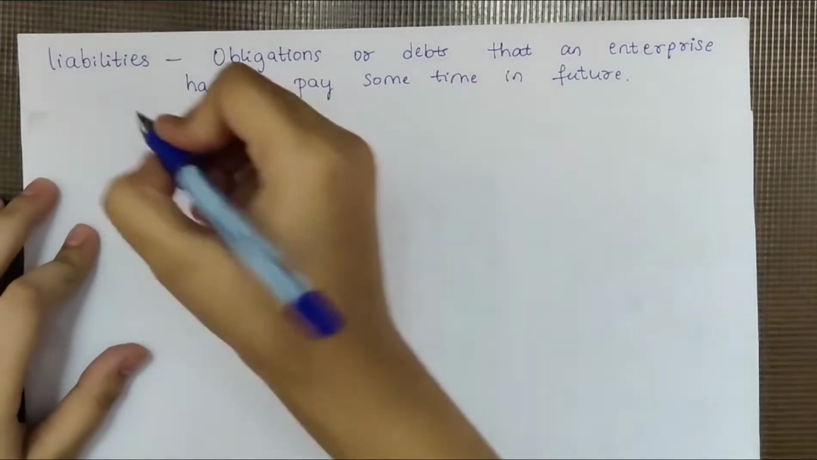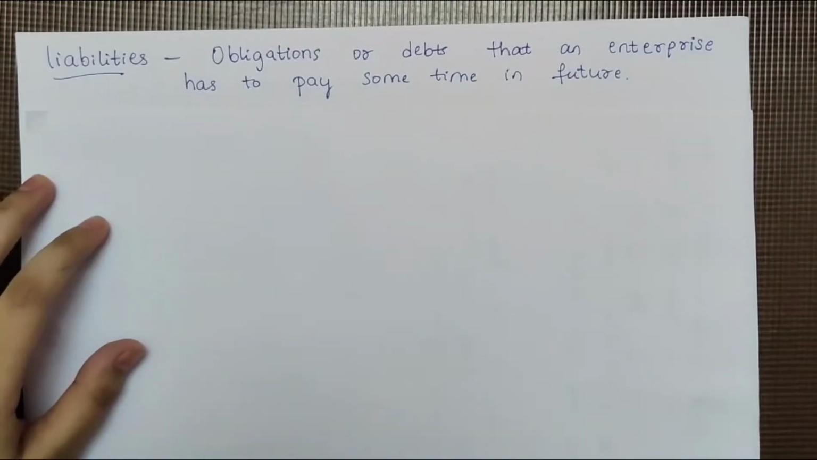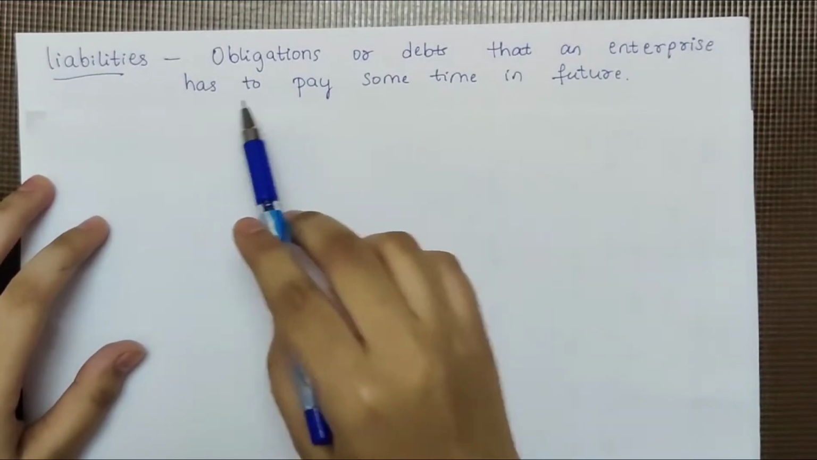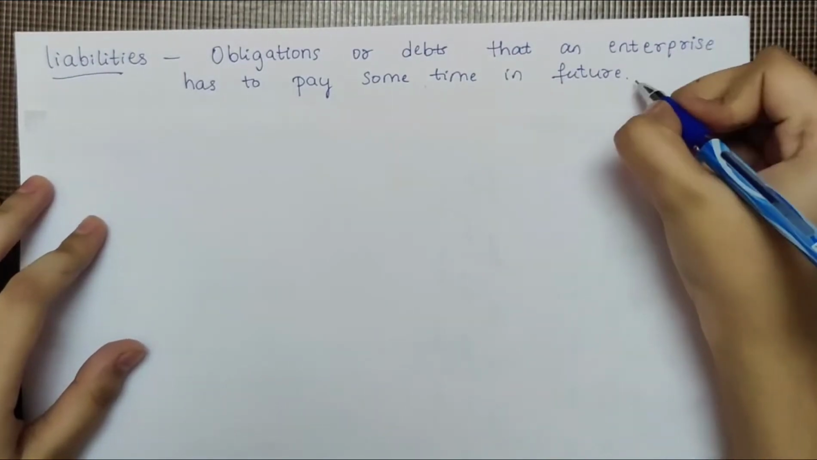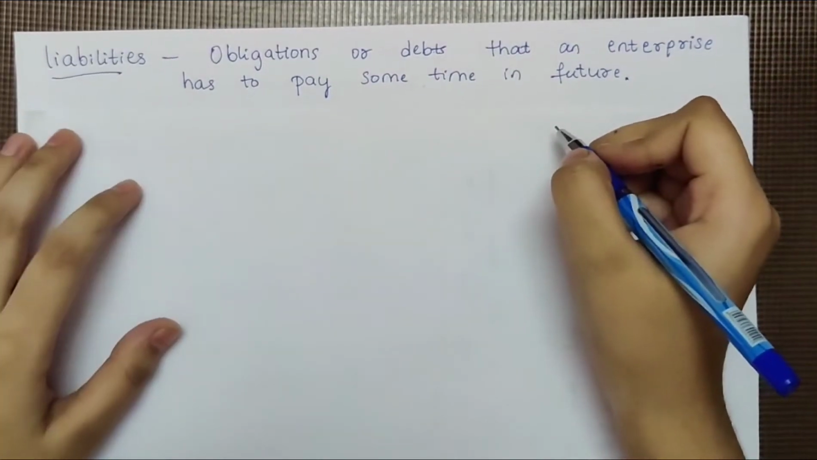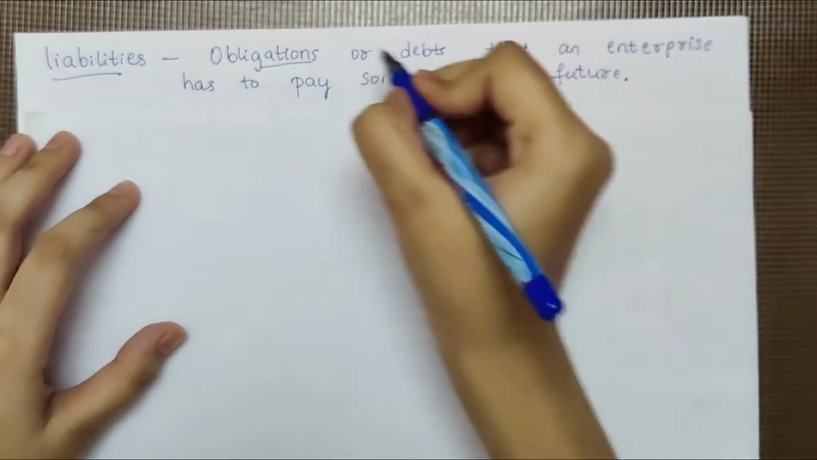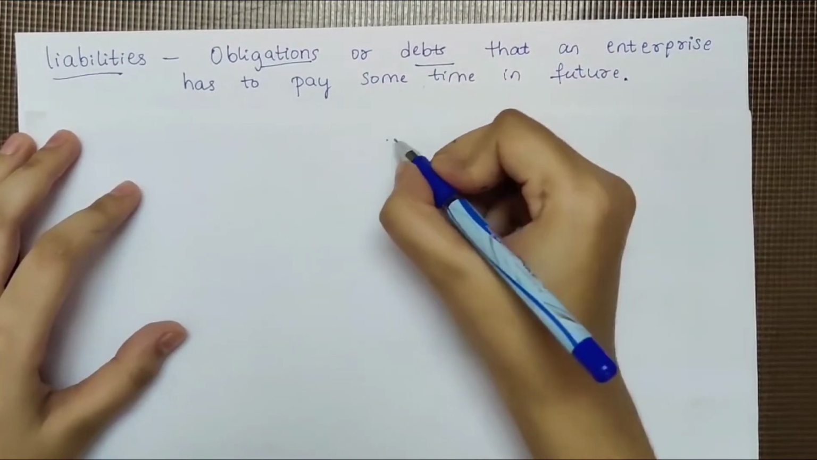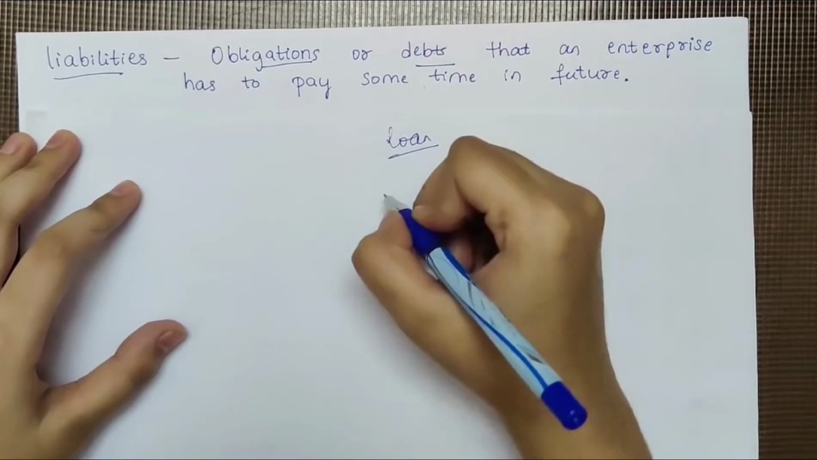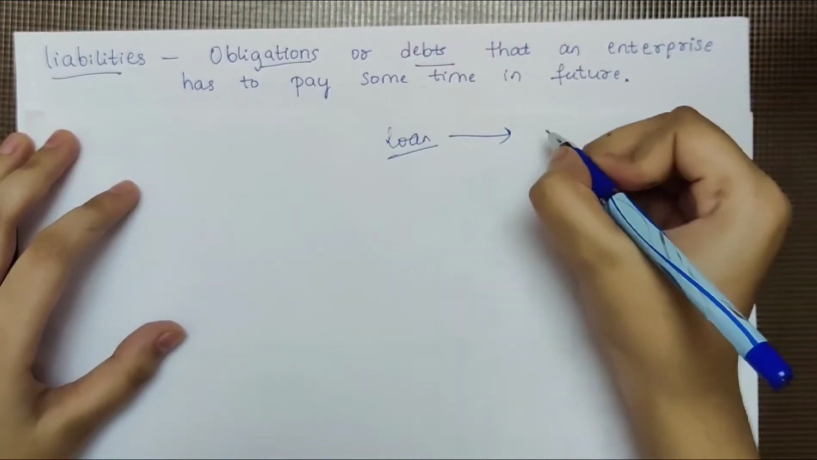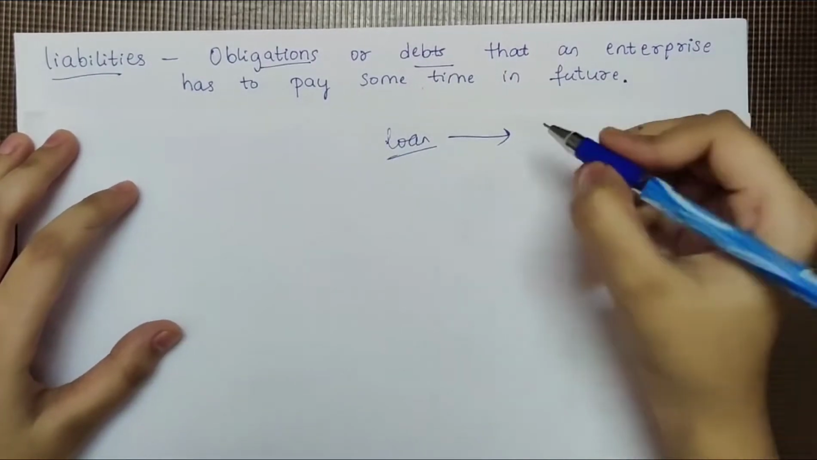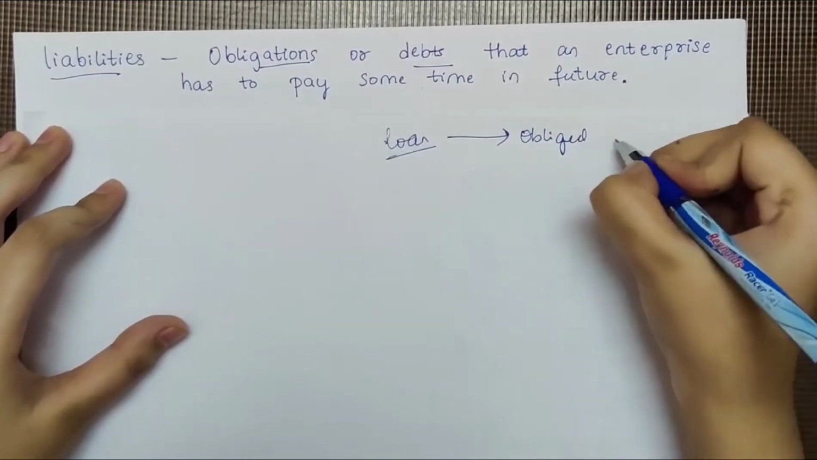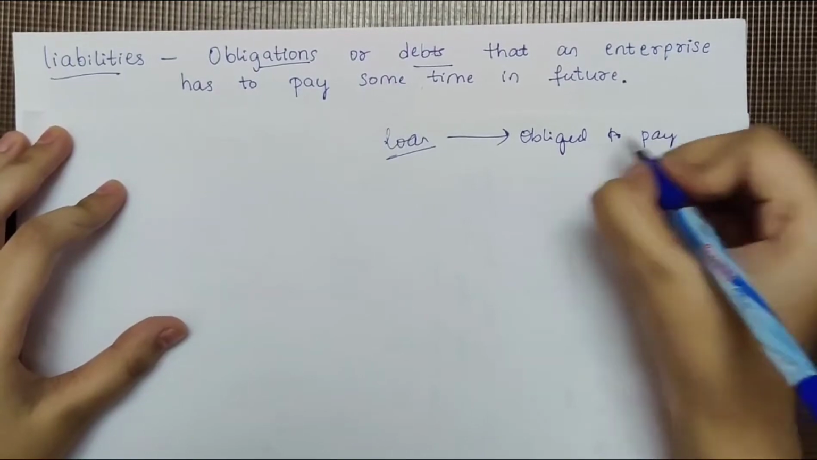So the next is liabilities. So what are liabilities? Liabilities are obligations or debt that an enterprise has to pay some time in future. In Hindi you can call it a curse. Because if a company has taken a loan, obviously it should be paid at some time. It may be that a company is obliged to pay. So that is a liability.